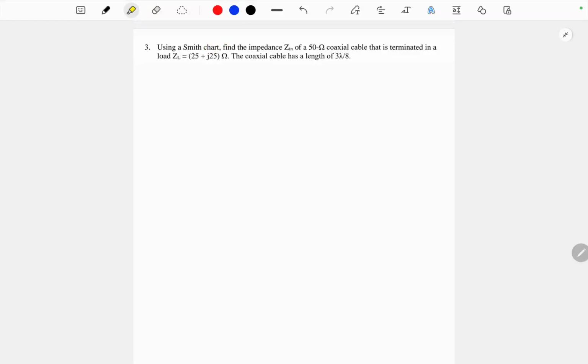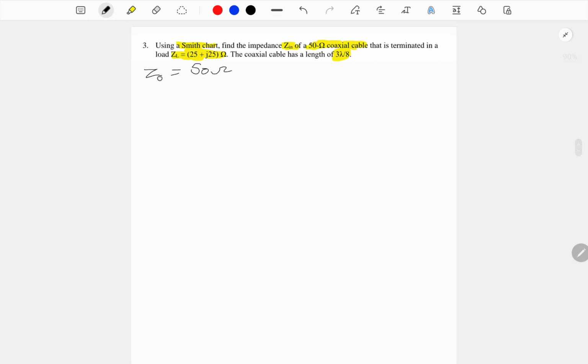Question using the Smith chart. Find the input impedance Zin. So they want the input impedance, and it's a 50 ohm coaxial cable. This means that Z0 is 50. And it is terminated with a load impedance of 25 plus 25j, and the length of the coaxial cable is 3/8 lambda.